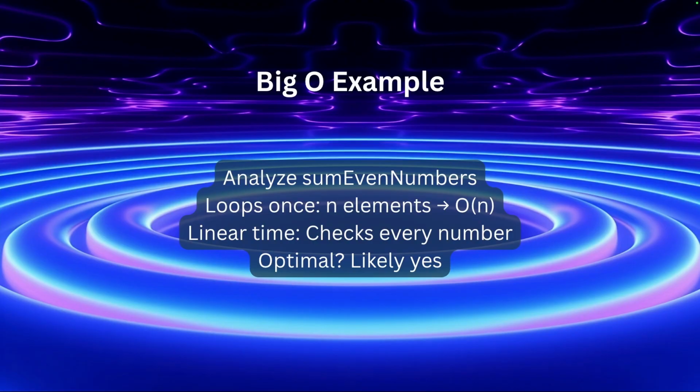Let's analyze our sum even numbers function. It loops through the array once. So if the array has n elements, it does n operations. That's O of n, linear time. Could we do better? For this problem, we need to check every number, so O of n is likely optimal.